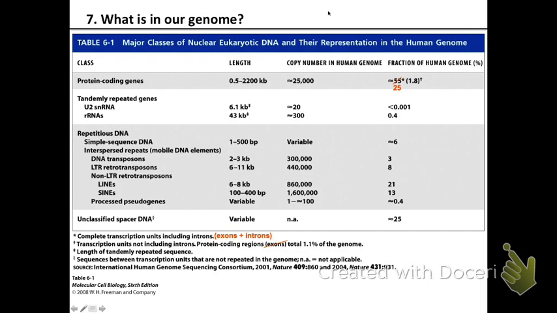What's in this genome, right? What's the information? What kind of genes are encoded in the genome? So here's a table that summarizes this. We're going to go through each of these classes and learn what they are. Okay? So just to start with, here we have protein coding genes, which make up about 25% of our genome. So a transcription unit in this case is exons plus introns, okay?